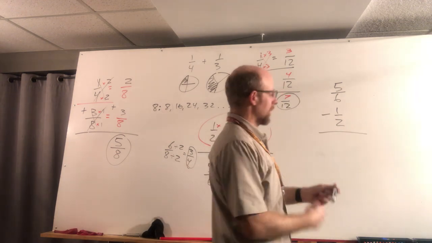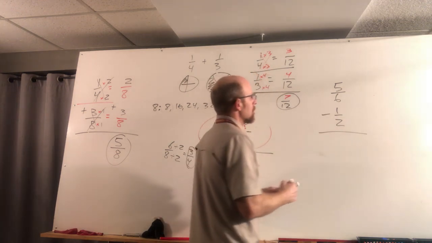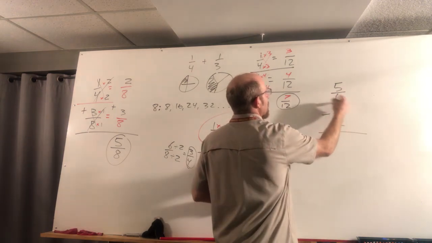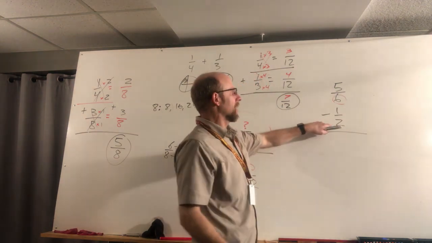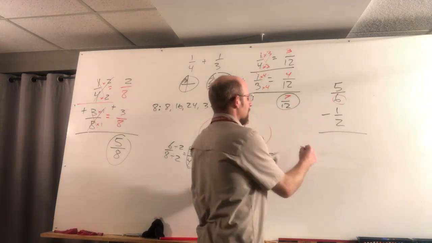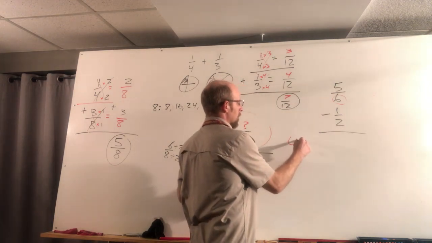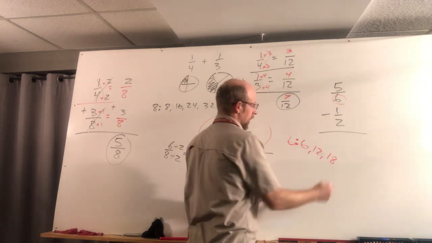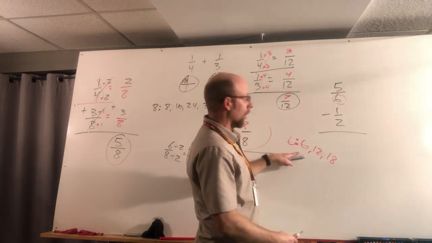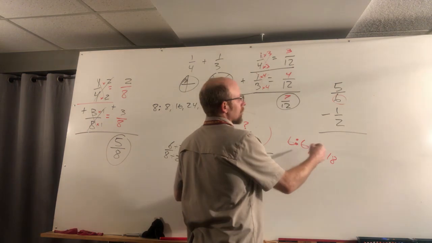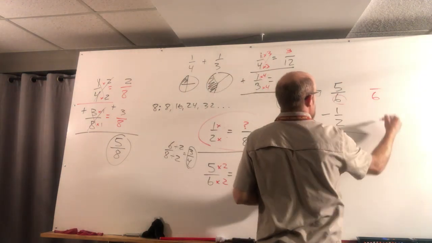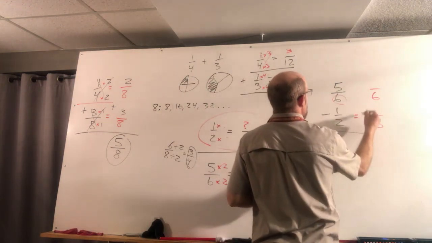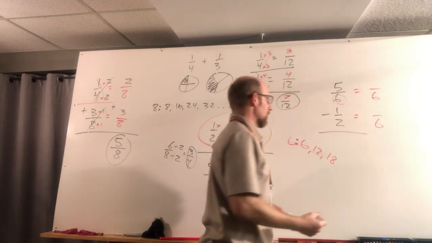No, they don't, so we need to make them, okay? So I start with my big one, the 6, and I say, can 2 go into 6? Okay, because that'd be like me getting the multiples of 6, okay? 6, 12, 18, okay? Does 2 go into 6? Oh, yeah, it does, okay? So suddenly, 6 is my new denominator, okay?